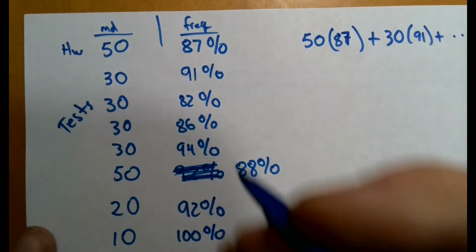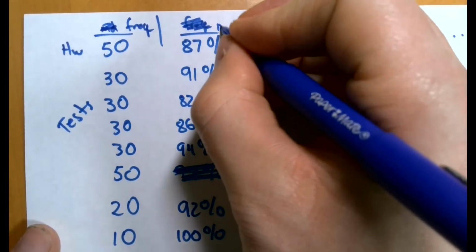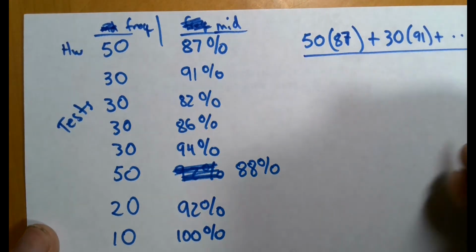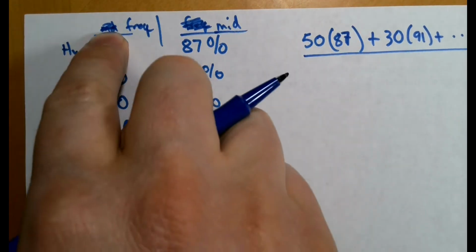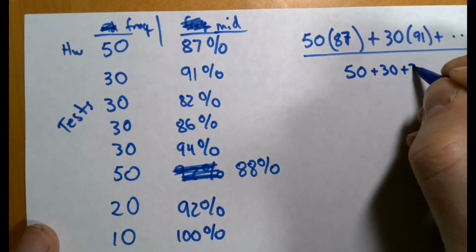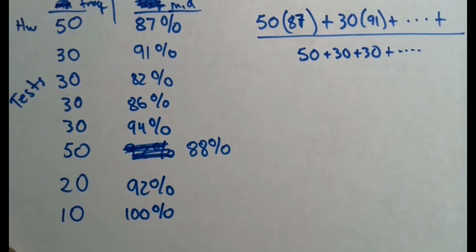Now, I was wrong. We need to switch these. This we would treat as the frequency. This we would treat as the midpoint. The reason we have to do that is because we're going to add up these values, and that's what we're going to divide by. I believe these add up to 1,000. So I'm going to switch over to Desmos and type this in.